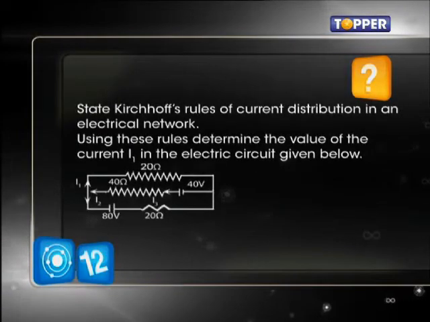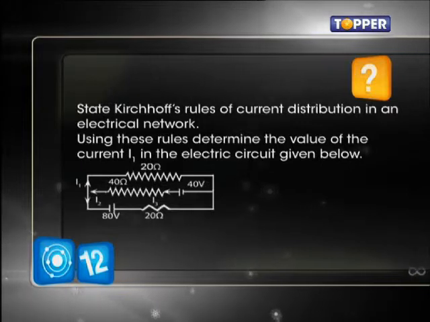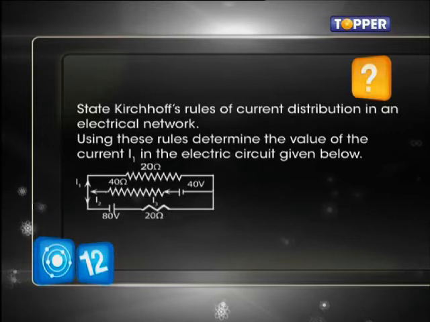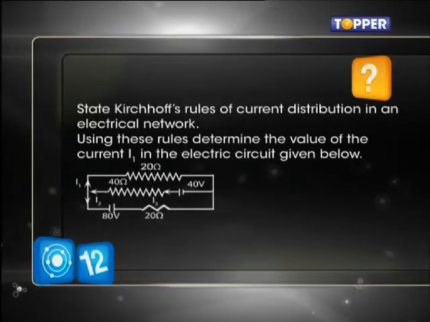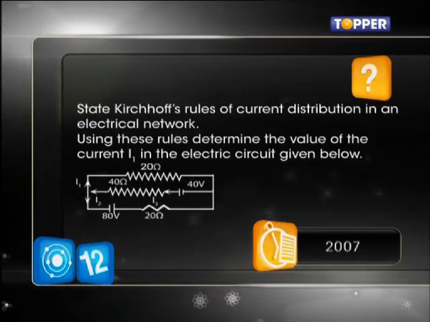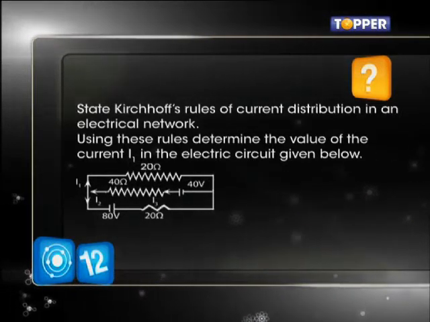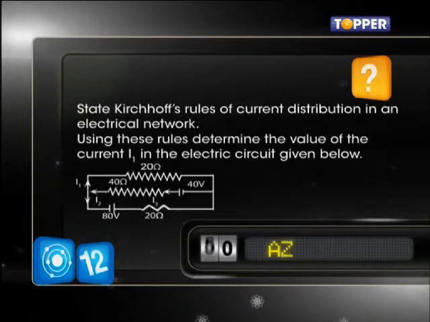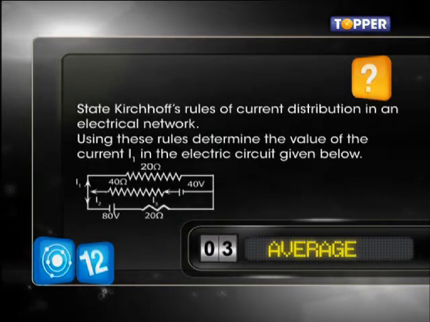This question is divided into 2 parts. Here you need to state Kirchhoff's rules in an electrical network. Using these rules, also determine the value of the current I1 in the electric circuit you can see on your screen. It's a 3 marks numerical. Our difficulty meter rates it at average. Let us now solve the problem.